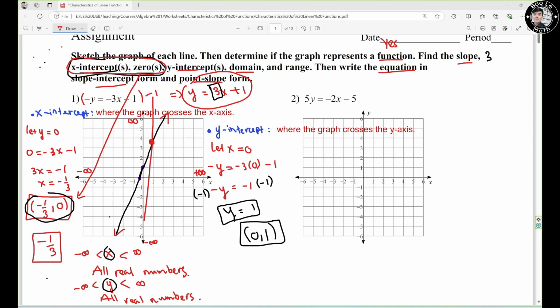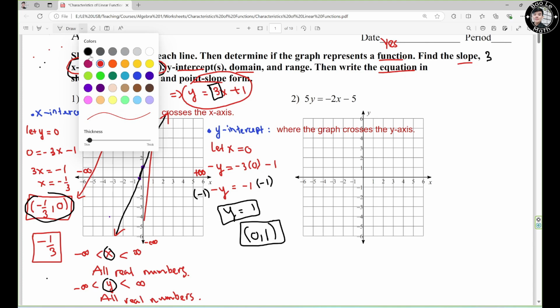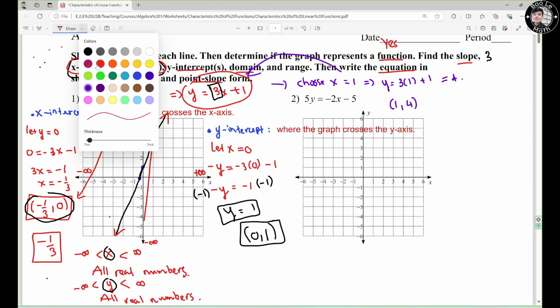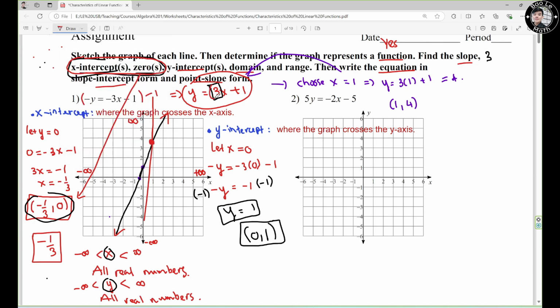In order to do that, we need to pick a point. So basically I choose x equal to 1, and then I substitute over here. I solve for y. So I have y equal to 3 times 1 plus 1, so y equal to 4. So I have the point. It's going to be (1, 4). And I have the slope from here. The slope equal to 3.